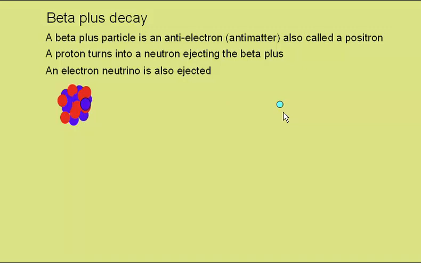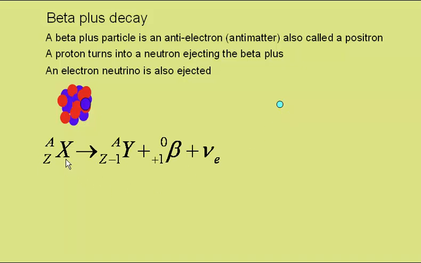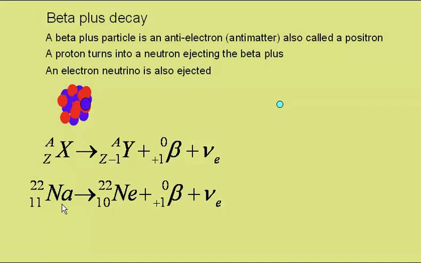Looking at the general equation for beta+ decay, we have the parent X with proton number Z and nucleon number A becoming daughter Y. The nucleon number doesn't change, as in beta- decay, but now we lose a proton as it becomes a neutron, so the proton number drops by 1. Now we have the beta+ particle with 0 nucleon number and +1 proton or atomic number, and this is the electron neutrino. Looking at a particular example of beta+ decay, here we have sodium-22, which undergoes beta+ decay to become neon-22.